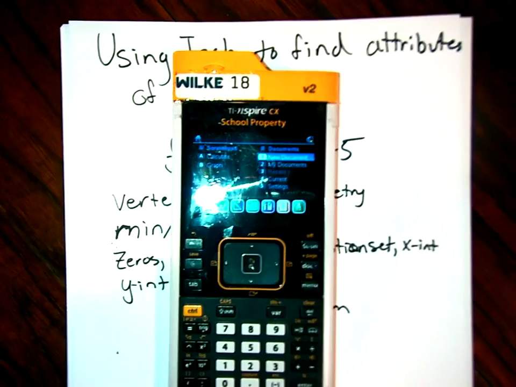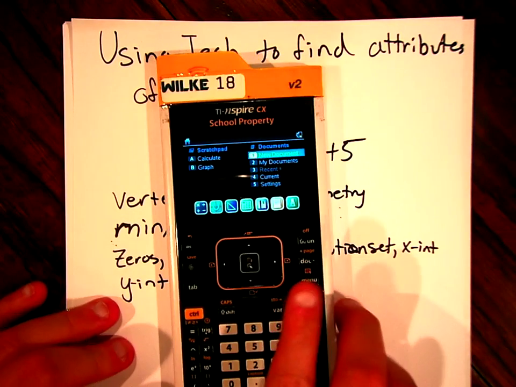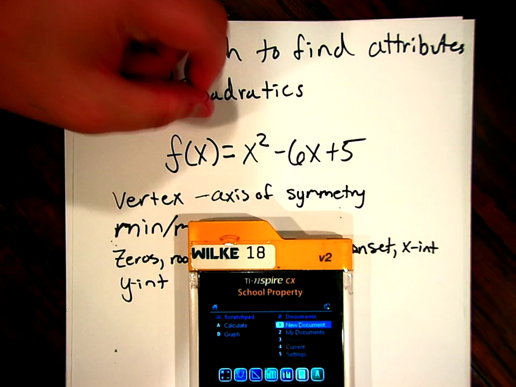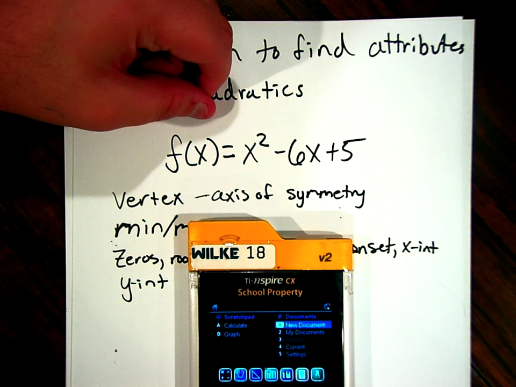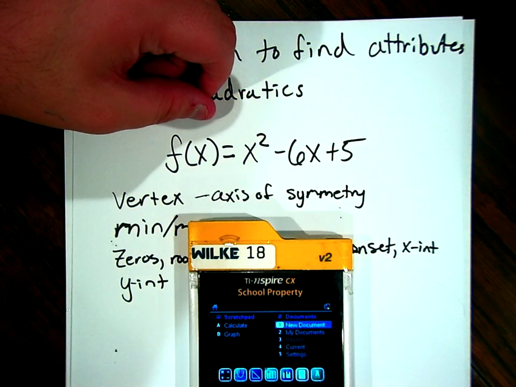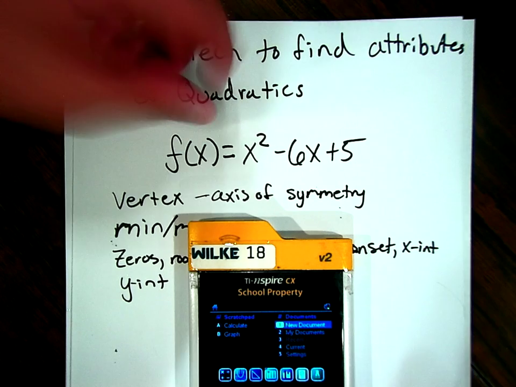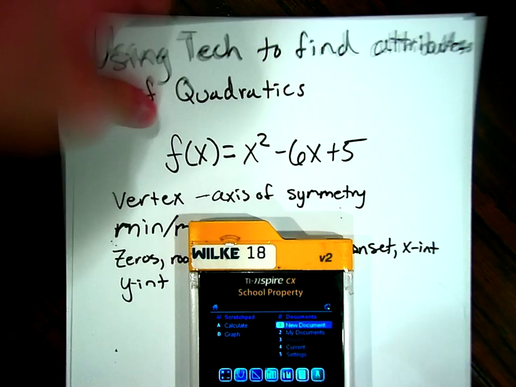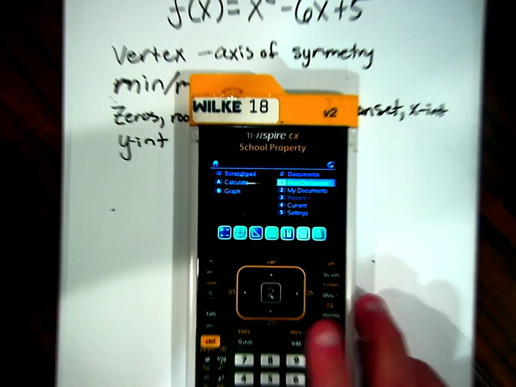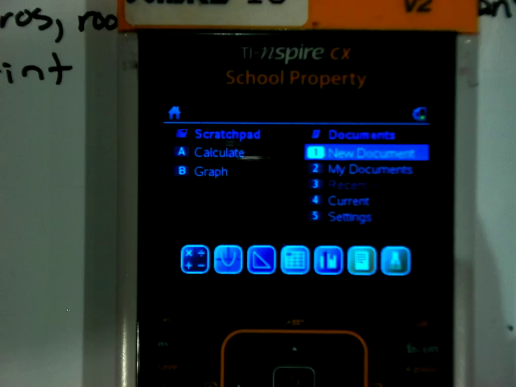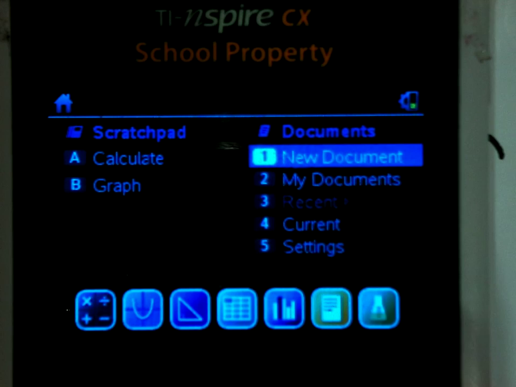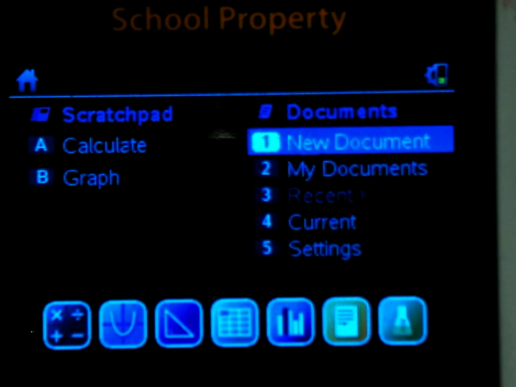Now, let's turn to our fantastic TI-Nspire calculator. For this video, I'm going to be using this function, f of x equals x squared minus 6x plus 5. We're going to talk about all the possible things you could find given that function. So let's go into our calculator. Give me a minute just to zoom in on it so you can really see what's going on here. Hopefully it doesn't die on me.